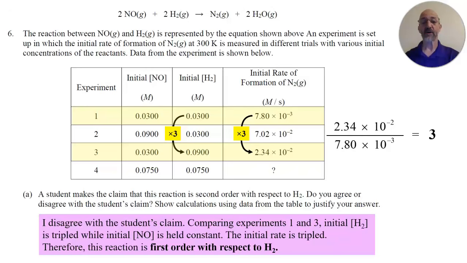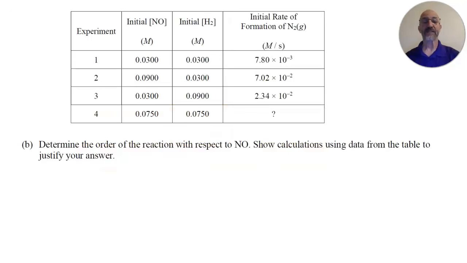Now we're going to do a similar style of comparison for part B. So let's go ahead and take a look at part B. The instructions in part B say determine the order of the reaction with respect to nitrogen monoxide. Show calculations using data from the table to justify your answer. So this time, I actually do want the initial concentration of nitrogen monoxide to be changed, and I would love to find an example where the initial concentration of hydrogen is held constant.